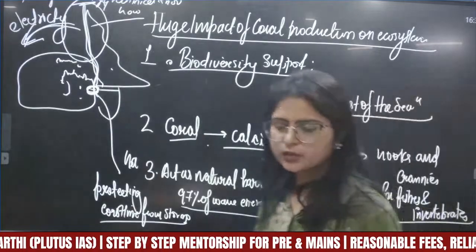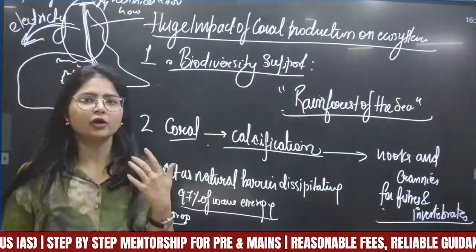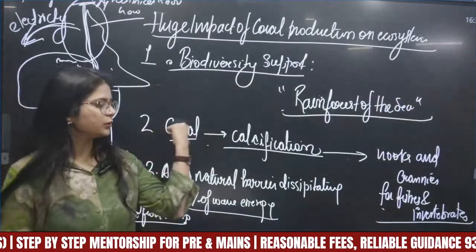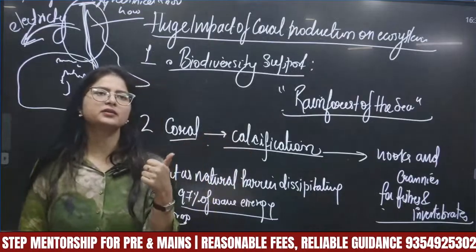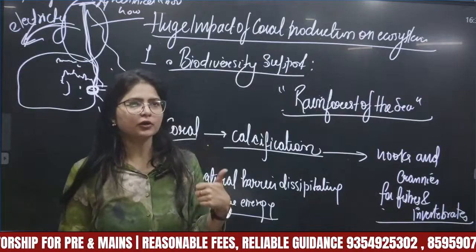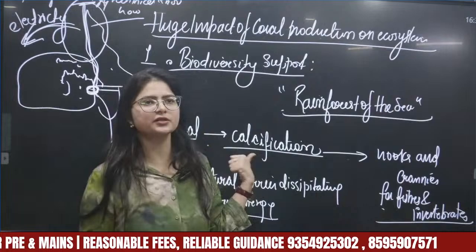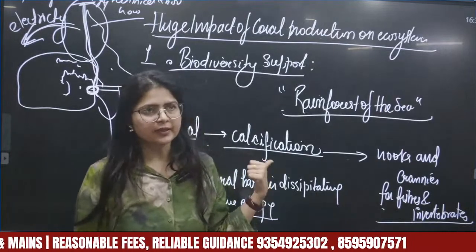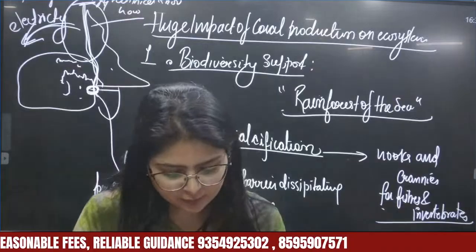Next point, providing economic and social value. What kind of economic and social value? You already know that these are plants with huge medicinal utility. A lot of oceans are providing important medicines required. So they are definitely providing economic value, right? So write down economic and social value.